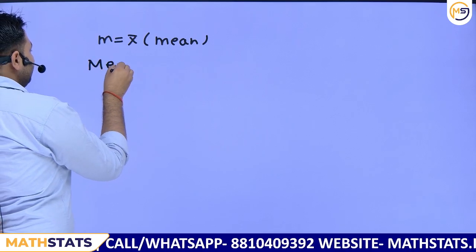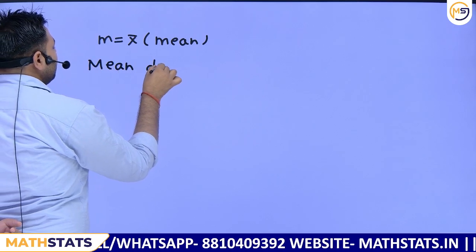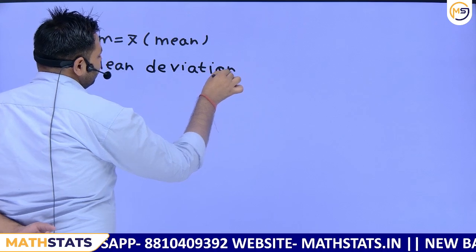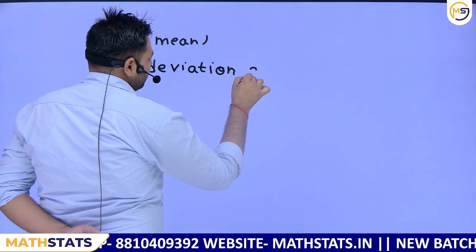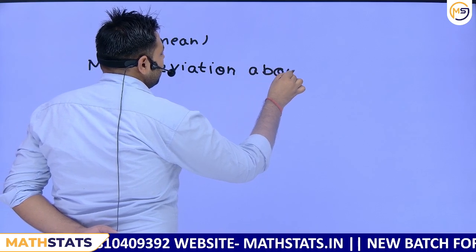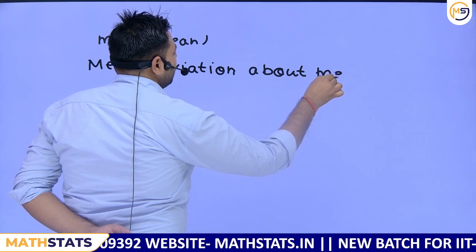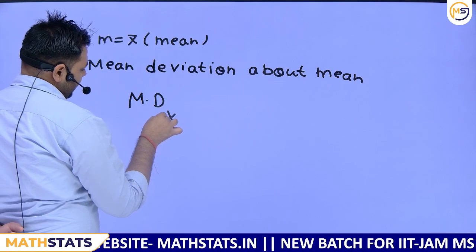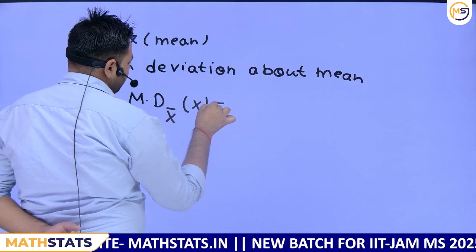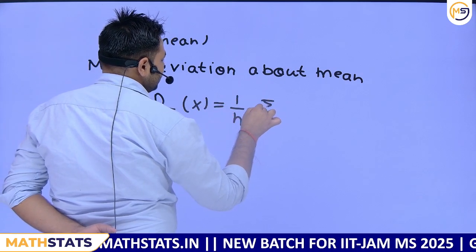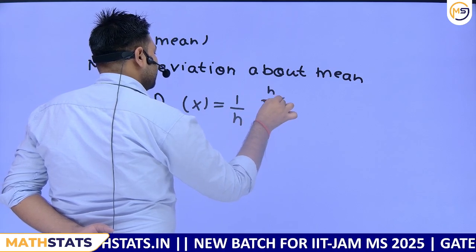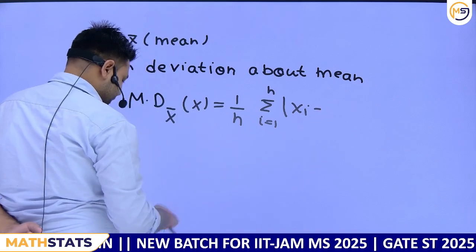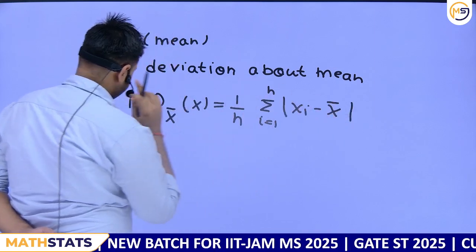Then we find mean deviation about mean. This is denoted by MD about x bar of x equal to 1 upon n summation i equal to 1 to n mod of xi minus x bar. So this is mean deviation about mean.